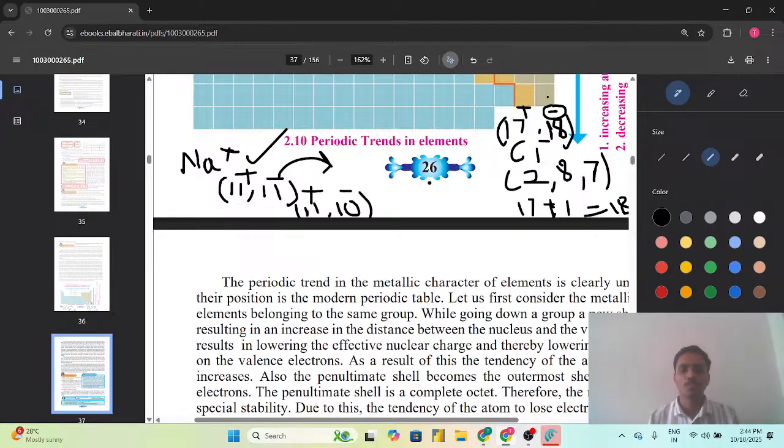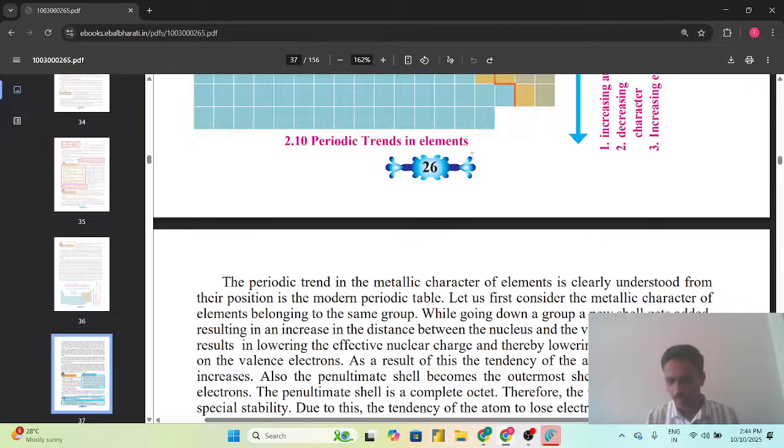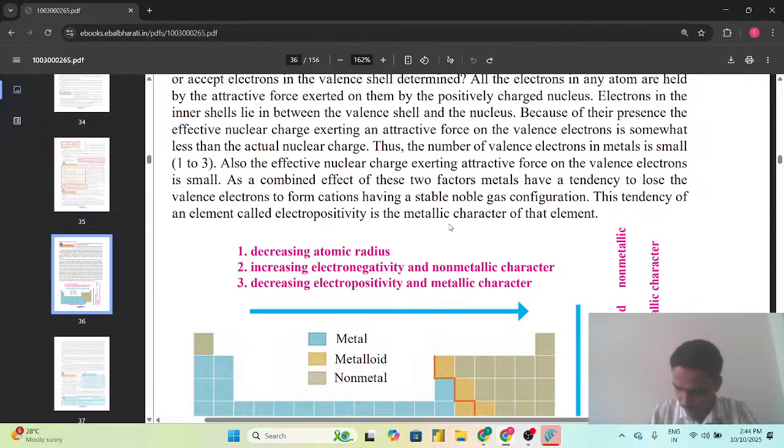And when the positive and negative ions are there, after giving the one electron, it will be stable. After accepting one electron, it will be stable and will lead to the formation of sodium chloride, that is, the ionic compound. This is the theory behind this.